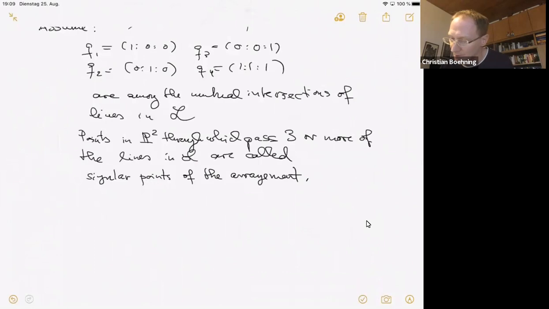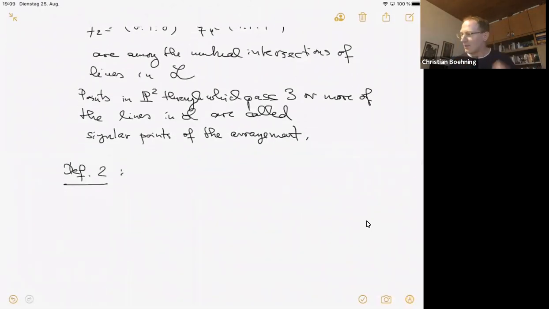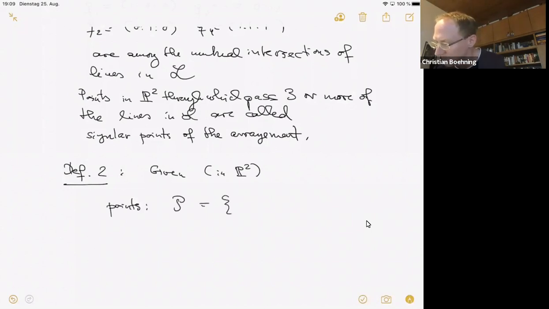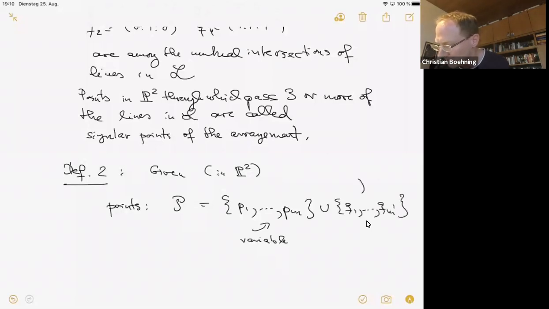Another definition that I use is a slightly unwieldy or awkward definition, but it's necessary to explain what is going on later on. So I want to define a generalized incidence scheme. For that, I assume I'm given in P2 a set of points. Call this P, and I divide it into two subsets. So I have P1 up to Pm, which I want to think of as variable points, and then I have some points Q1, up to Qm prime, which I want to think of as being fixed.